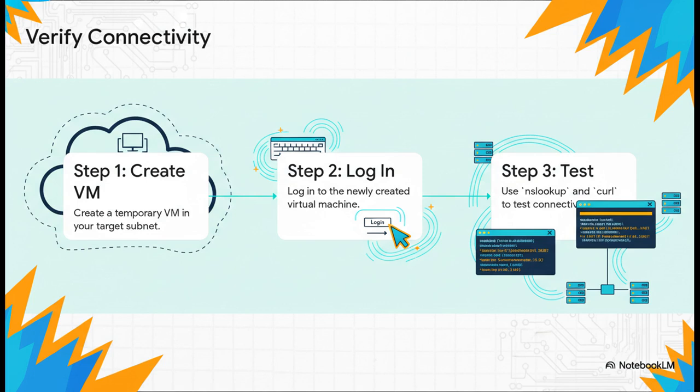All you do is spin up a quick, temporary virtual machine, nothing fancy, inside the exact same subnet you told the load test to use. Then you just hop into that VM and run two little commands, nslookup to make sure you can find things, and curl to make sure you can actually connect. It's a foolproof way to see exactly what your subnet can and, more importantly, can't reach.